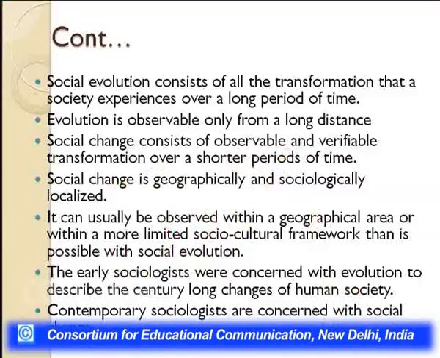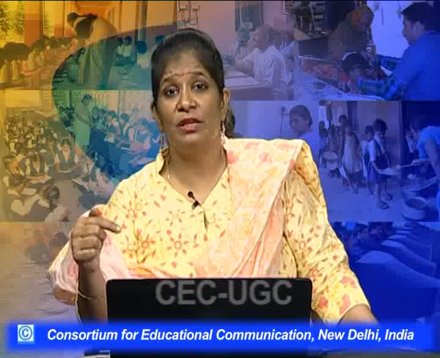It is overall transformation of the society over a long period of time. Evolution is observable only from a long distance. Social change consists of observable and variable transformation over a shorter period of time. Social change is geographically and sociologically localized. It can usually be observed within a geographical area or within a more limited socio-cultural framework than it is possible with social evolution. So here we try to differentiate between social change and social evolution.